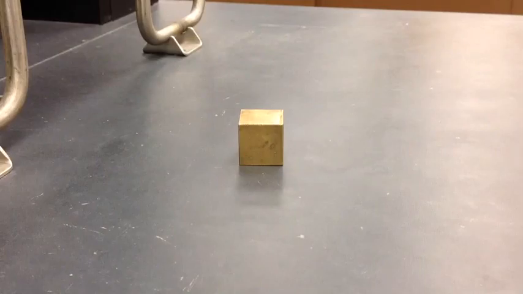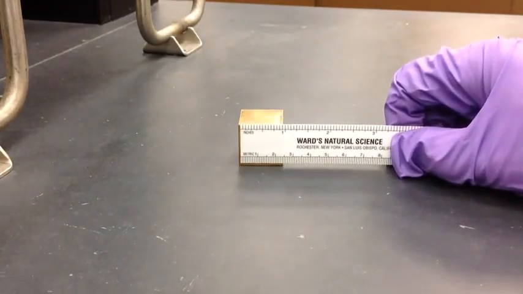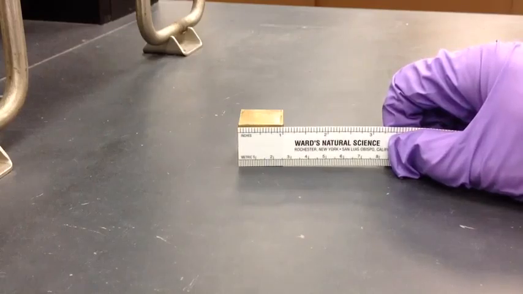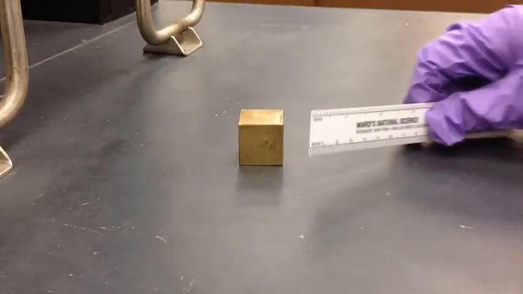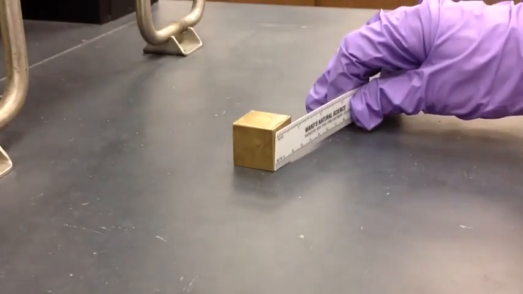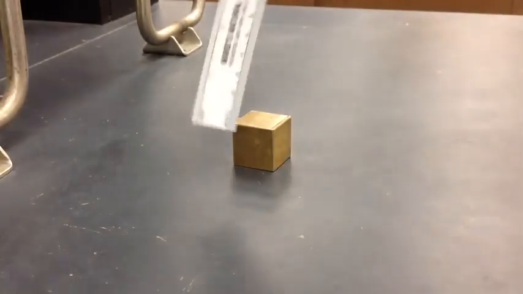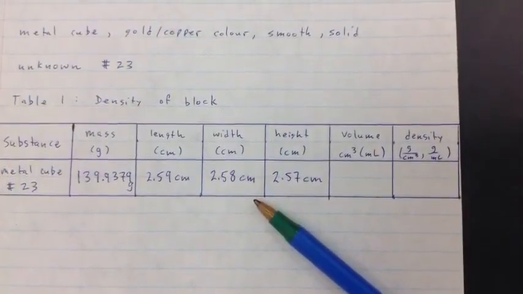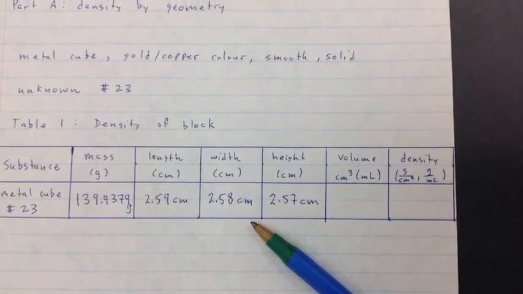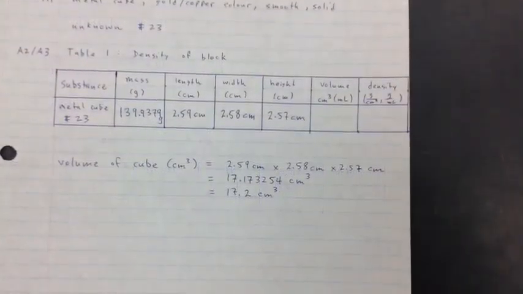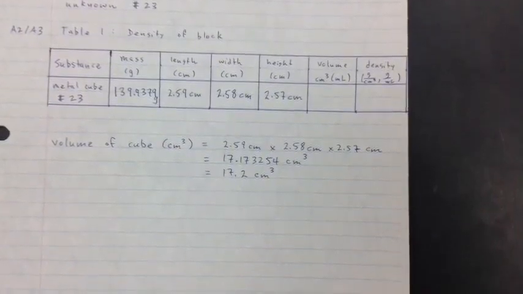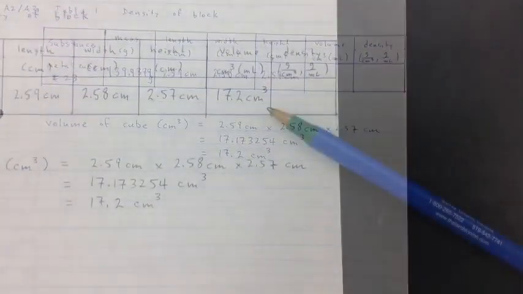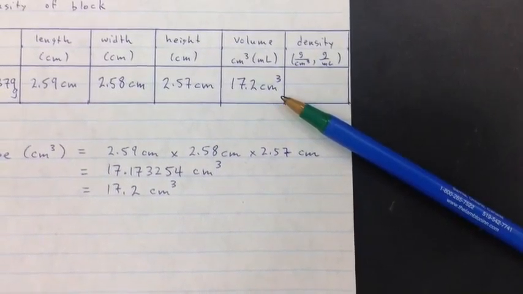Next, measure the dimensions of the cube. So we'll measure the length, the width, and the height in centimeters to the correct number of significant digits, and then record these numbers on your lab data table. Calculate the volume of the cube as length times width times height to the correct number of significant figures, and write that number in your lab data table.